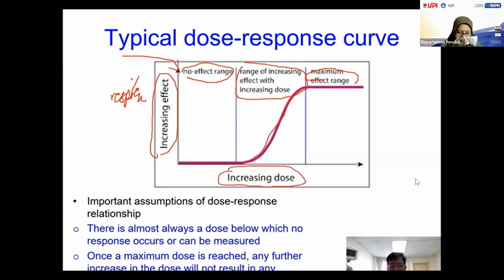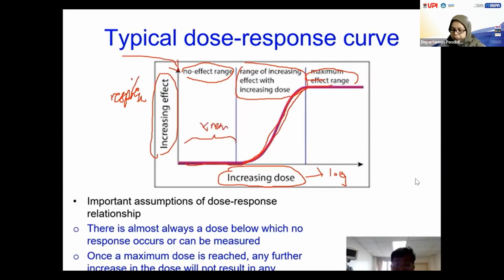In this increasing dose, most of the time we will use the log scale. When you plot it on a log scale, you will see something like this: a sigmoid curve, and this is the typical graph of the dose response curve. There are important assumptions of the dose response relationship. Number one is that there's always a dose whereby no response occurs. This is the area whereby no response occurs.